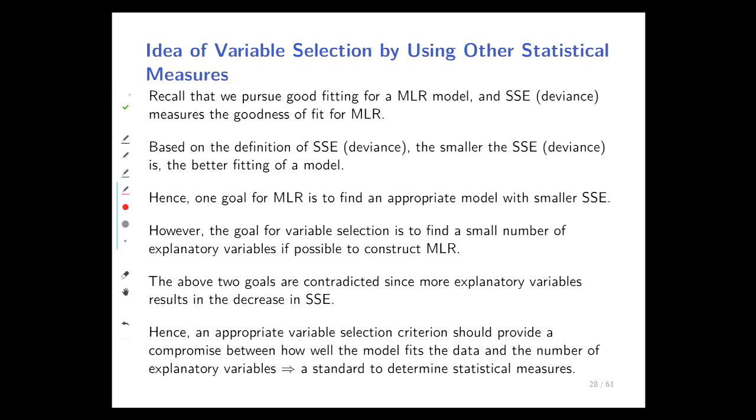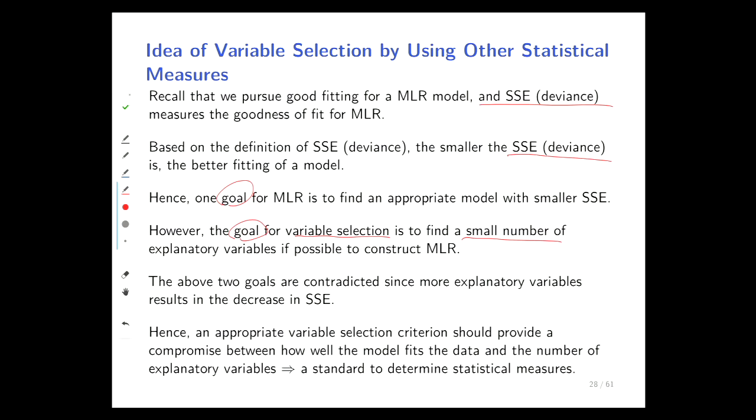The idea here is that for this multiple linear regression model, most of the time we are seeking the goodness of fit. That means we are seeking a small sum of the squared error. So that's our first goal for the multiple linear regression. But another goal here, for the variable selection, is that we want to find a small number of variables to construct the multiple linear regression model, because we do not like to involve a lot of irrelevant variables in the multiple linear regression model.